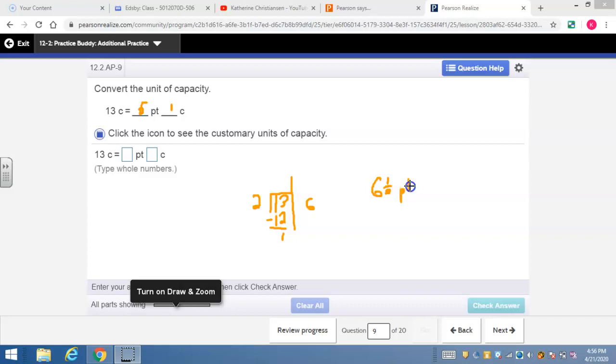Okay, but it doesn't want me to write it like that. The way it's set up here, it wants me to write it as pints and cups. And again, I know that 1/2 of a pint is a cup. So I could also write this answer as 6 pints, and 1 cup, which is the way it's asking me to write it.